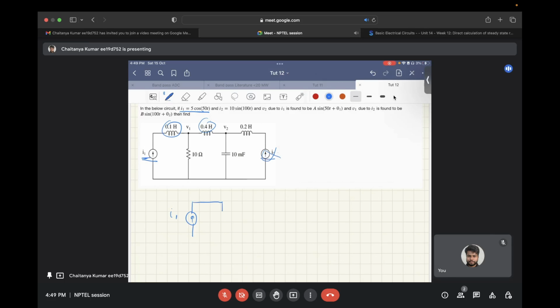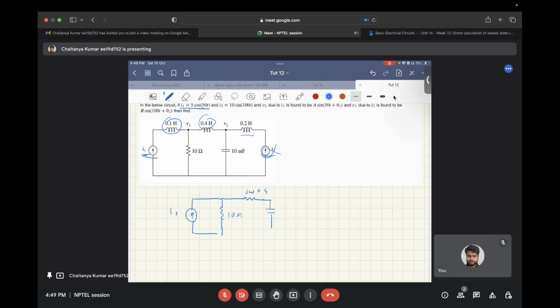Now, since this is open circuit, this 2 Henry inductance is of no impact. So we have 10 ohms, then we have j omega 0.4, and we have 1 upon j omega C. Let's call this L for technique. So we need to find V1 and V2.